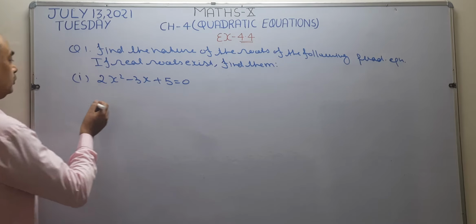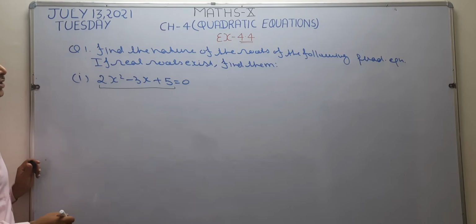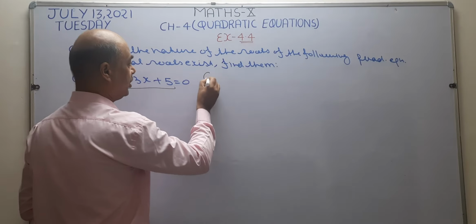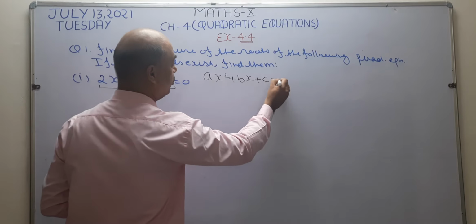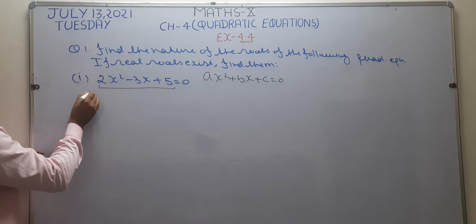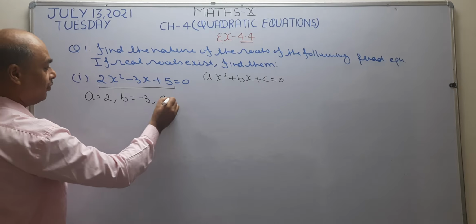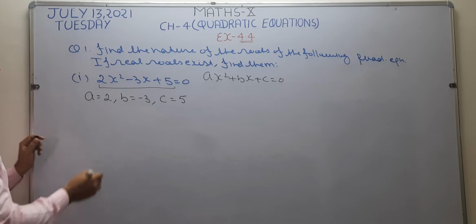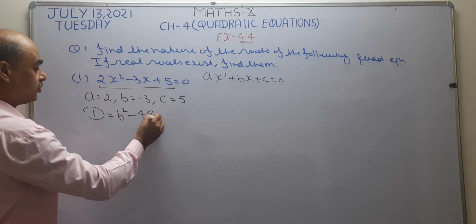Now, this is the question: 2x² - 3x + 5 = 0. By comparing it with the standard form ax² + bx + c, I want to find the values of a, b, c. So the value of a is 2, the value of b is minus 3, and the value of c is 5. To check the nature of the roots, I want to find the value of D. D means discriminant. The formula is b² - 4ac.